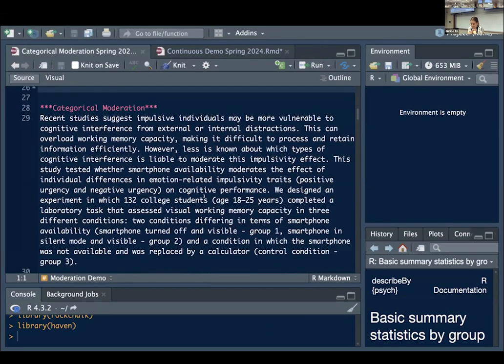Categorical. All right. Recent studies suggest impulsive individuals may be more vulnerable to cognitive interference from external or internal distractions. This might be me. This can overload working memory capacity, making it difficult to process and retain information. However, less is known about which types of cognitive interference are liable to moderate this impulsivity effect. This study tested whether smartphone availability moderates the effect of individual differences in impulsivity traits, both positive urgency and negative urgency.